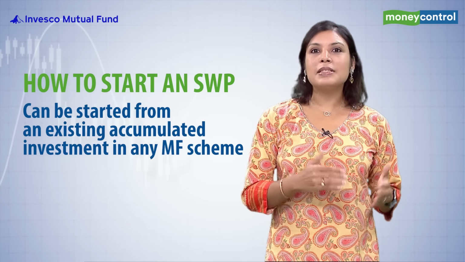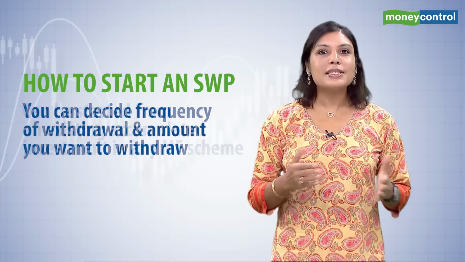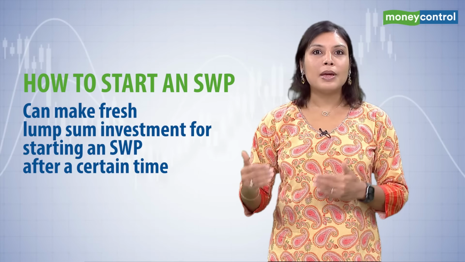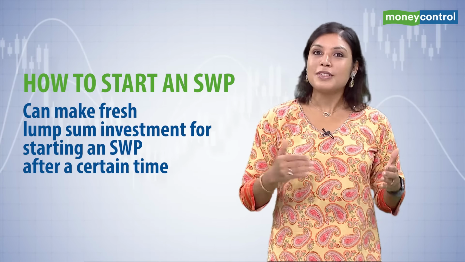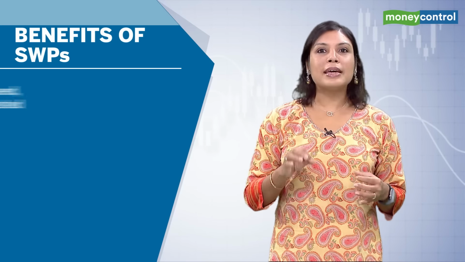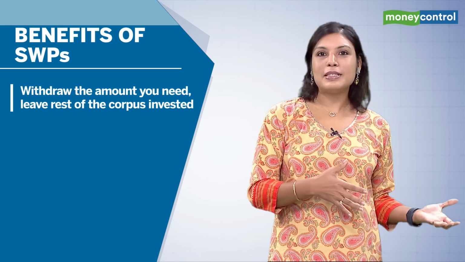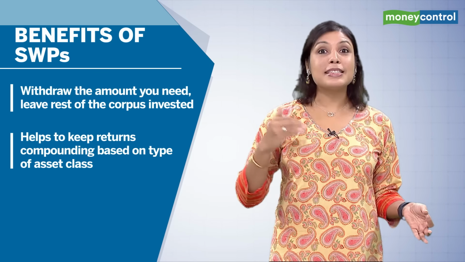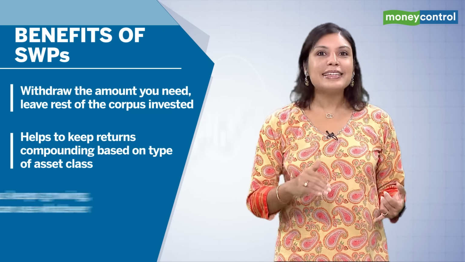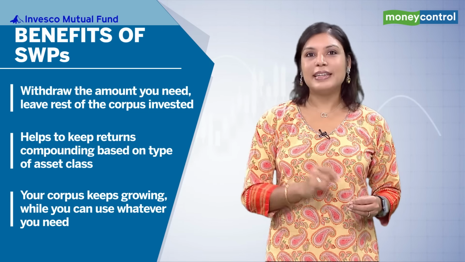An SWP can be started from an existing accumulated investment in any type of mutual fund scheme. You decide the frequency of the withdrawal and the amount you would like to withdraw. You can even make a fresh lump sum investment for the purpose of starting an SWP after a suitable time has passed. The benefit of doing a SWP is that you withdraw only the amount you need and leave the rest of the corpus invested. This helps to keep returns compounding based on the characteristics of the asset class you have invested in and keeps your corpus growing, while you are able to use the bit you want or need.